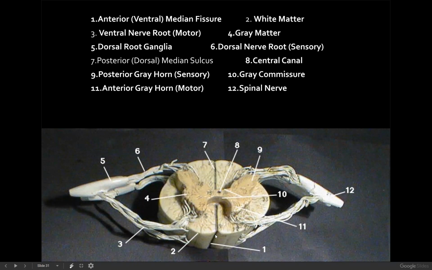So again, our anterior fissure and our posterior fissure, our anterior horns and posterior horns, the central canal, and these are our nerve roots. So we have nerve roots that come directly off of the spinal cord, and then they'll converge and form a ganglia. A ganglia is just a group of cell bodies. And then that disperses off to the rest of the peripheral nervous system.